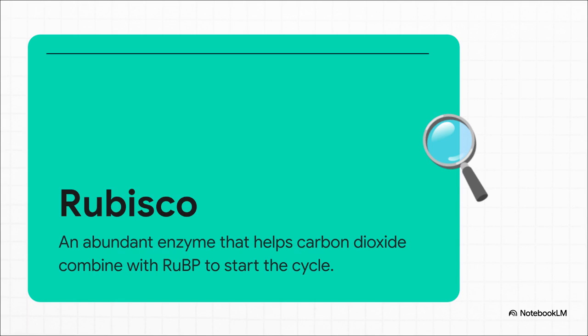Rubisco is the matchmaker here. It helps carbon dioxide combine with RuBP. Fun fact, Rubisco is actually one of the most abundant enzymes on Earth. So the huge takeaway here is that without Rubisco, this first step, carbon fixation, literally could not happen.